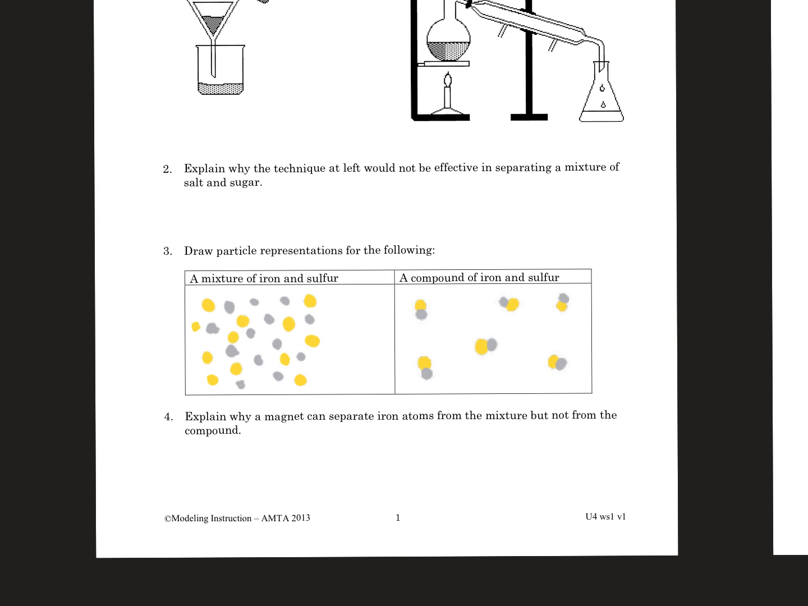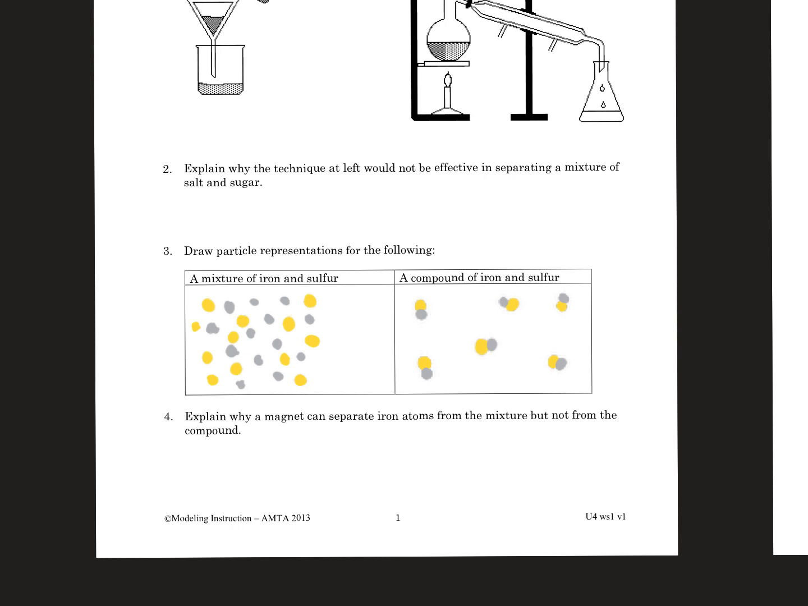So bottom line, this is a mixture of iron and sulfur. They're just unattached. The iron atoms don't care about the sulfur atoms, and I can mix them in any combination that I want. But when I make a compound of those two things, I have specific numbers of atoms of iron and sulfur coming together.